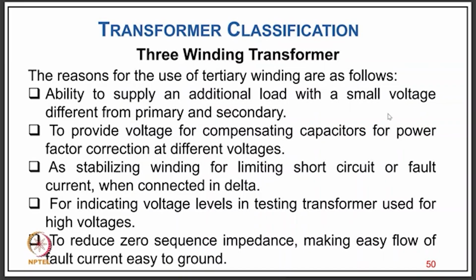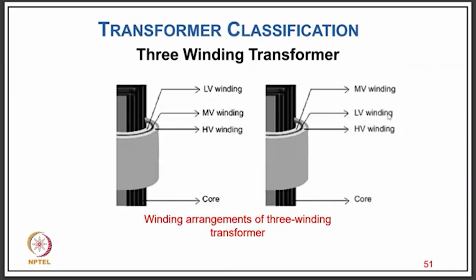Another use is to provide the voltage for compensating capacitors for power factor correction at a different or optimum voltage, even in distribution or transmission transformers; as a stabilizing winding for limiting short circuit or fault current when connected in delta; for indicating voltage level in testing transformers used for high voltage; and to reduce zero sequence impedance, making it easy for fault current to flow and easy to ground. So you can see how the LV winding is placed with the core in these medium voltage, high voltage or low voltage winding arrangements in a 3-phase transformer.